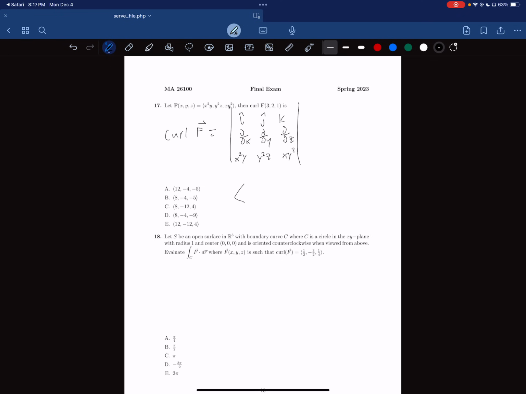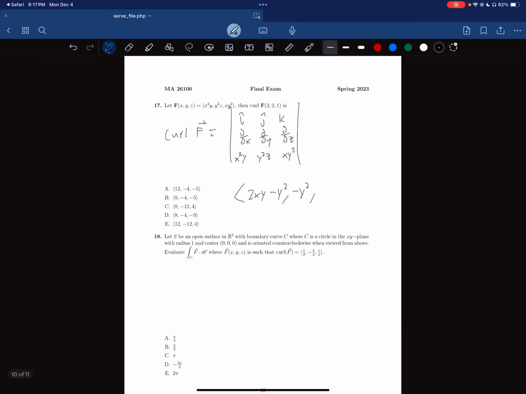So I'm just going to write the angle notation. Del y of x y squared is 2xy minus y squared. Y squared minus 0, but we need the negative, so negative y squared, just because of the sign pattern.